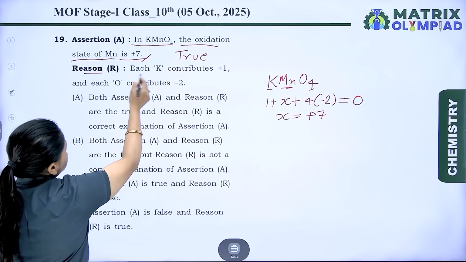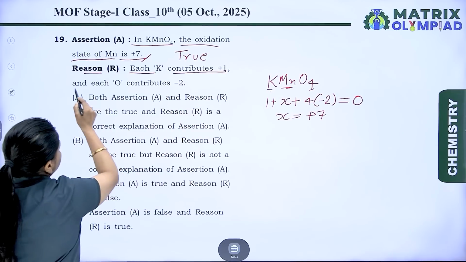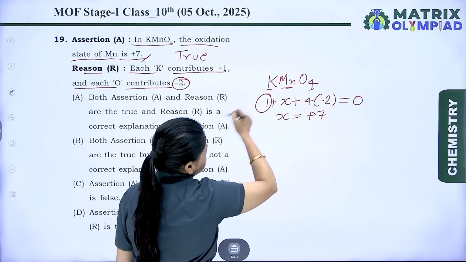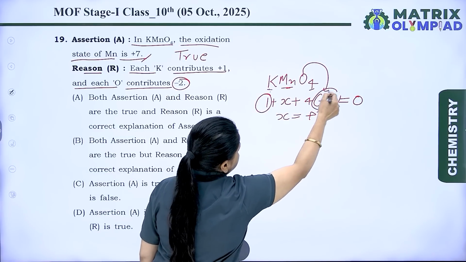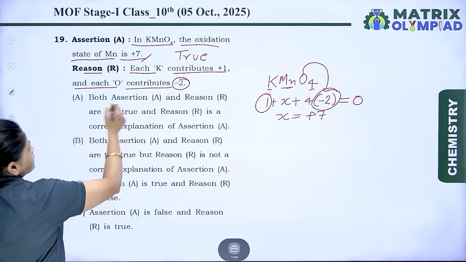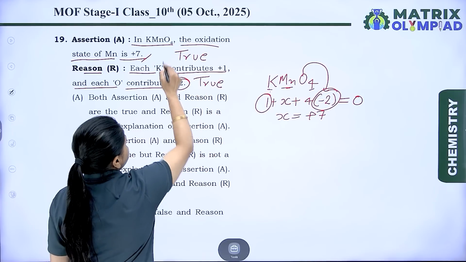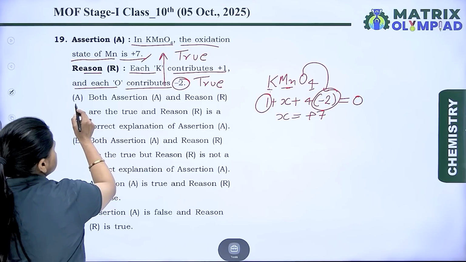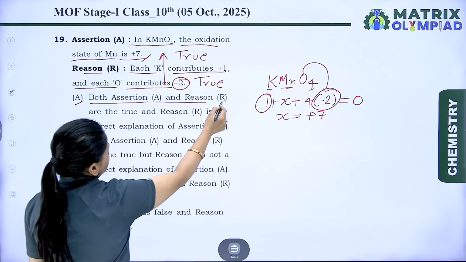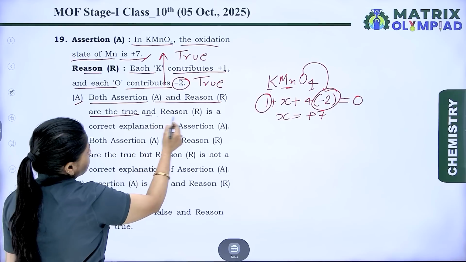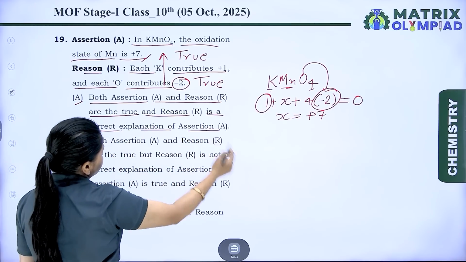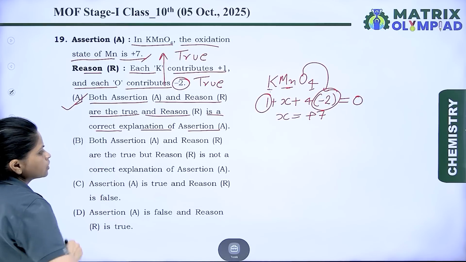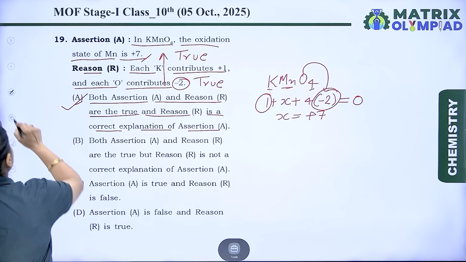Now the reason: each potassium contributes +1 and each oxygen contributes -2. Yes, each potassium contributes +1 and each oxygen contributes -2. So this is also true and helps to explain the assertion. Let's check the answer. A, both assertion and reason are true, and the reason is the correct explanation of the assertion. So this is the correct answer, and the other three options are not. So let's take the next question.